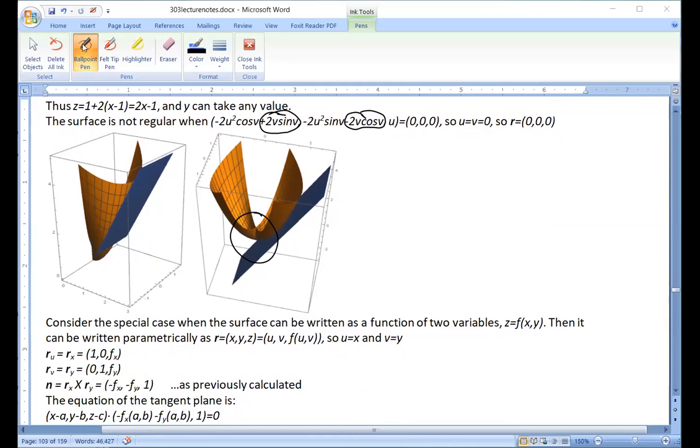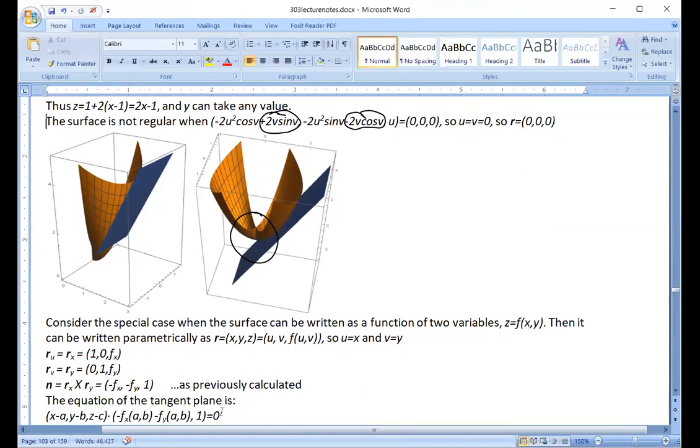The tangent plane at a, b, c is x minus a, y minus b, z minus c dot the normal vector, so negative df/dx at the point a, b, negative df/dy at the point a, b, 1. And that dot product equals 0.